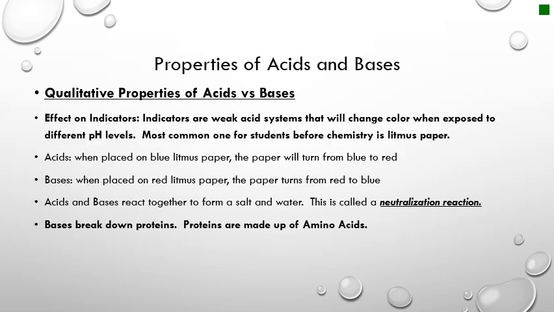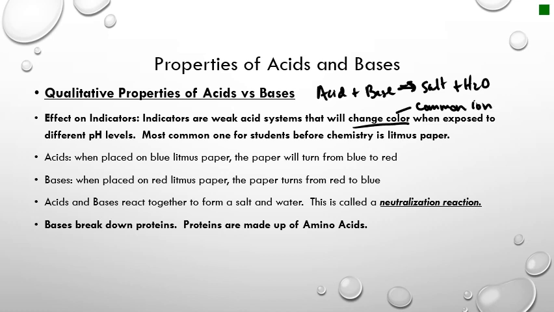The last property we're going to look at are the reactions that are occurring between acids and bases. So typically when we react an acid with a base, we would always form a salt and water. So when we look at these types of reactions, we use something that we call an indicator. An indicator is going to be a weak acid system that will change colors when it's exposed to different pH levels. You can kind of think about this part here where it's changing colors as being an example of that common ion effect when you are dealing with Le Chatelier's principle.